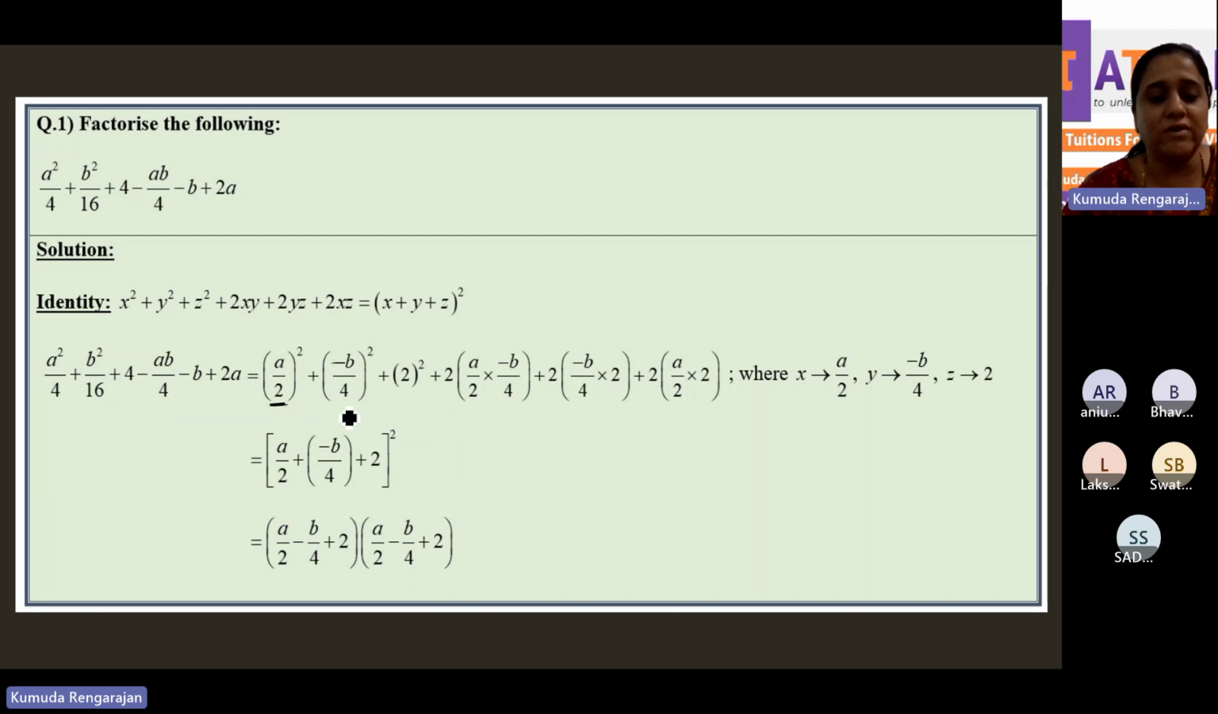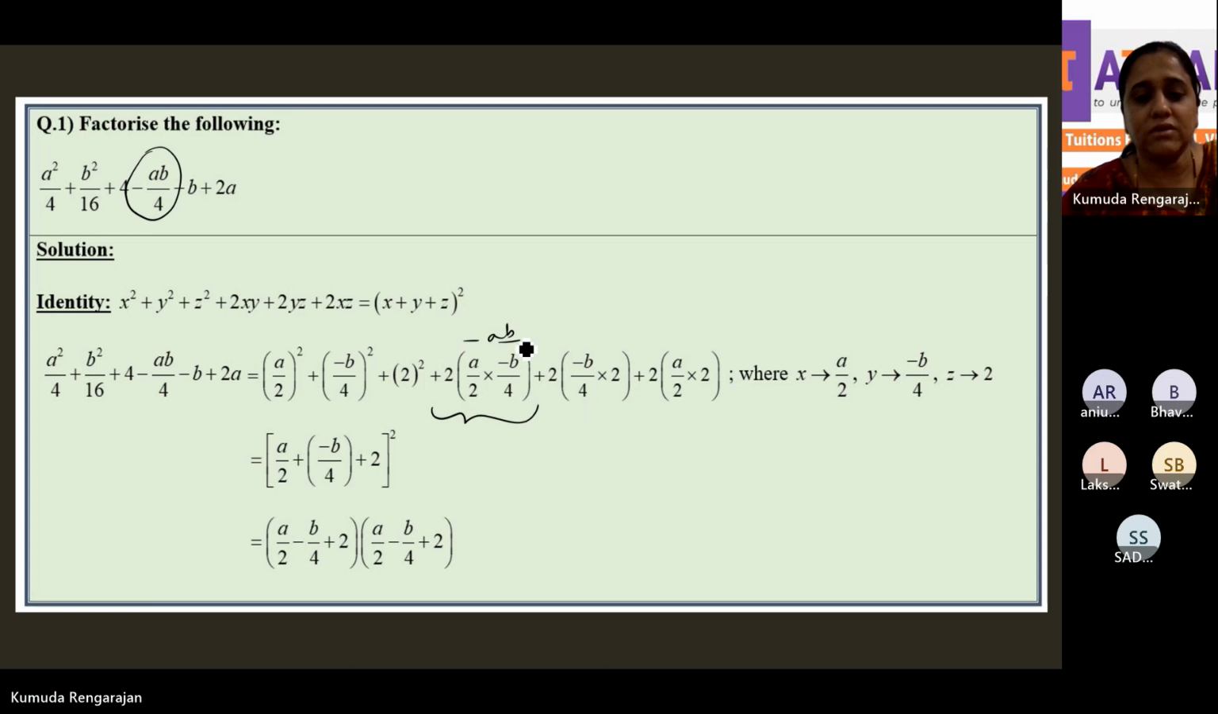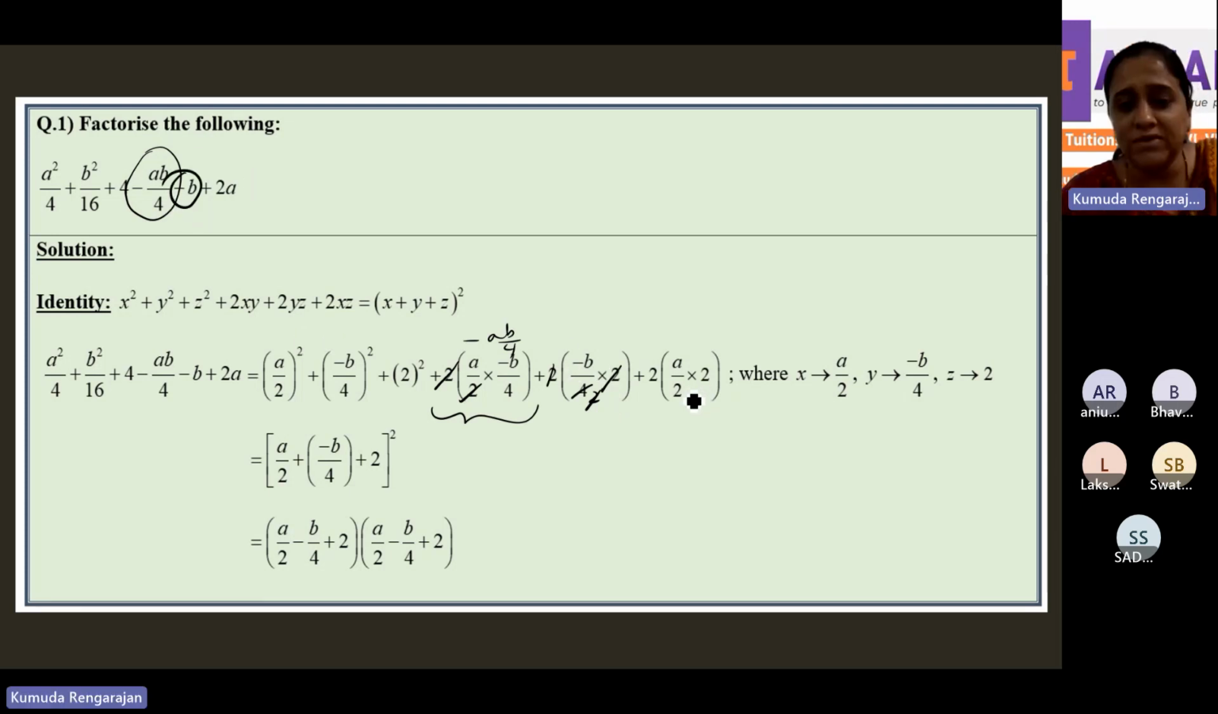So this is x square, y square, z square. Once you identify these three terms, that is x, y, and z, it's very easy to write this one. Plus 2xy, then plus 2yz, plus 2xz. Now, when you simplify this one, you will get minus ab by 4. So here 2 and 2 will get cancelled. So minus ab by 4. When you simplify this one, 2 ones are 2, 2 twos are 4, 2 and 2 get cancelled. You get minus b, the second term. And when you simplify this, 2 and 2 get cancelled. So 2a. So you get the third term, 2a.